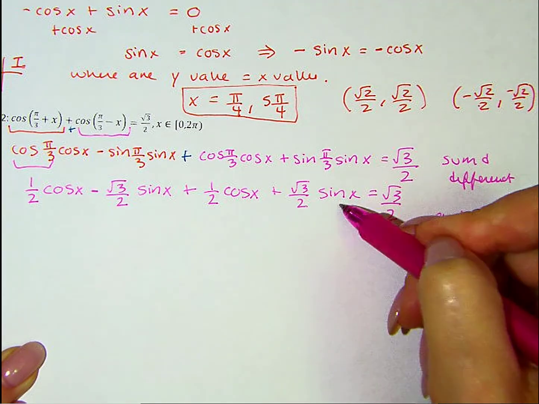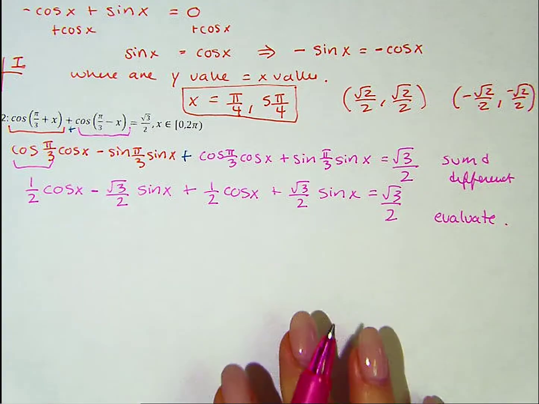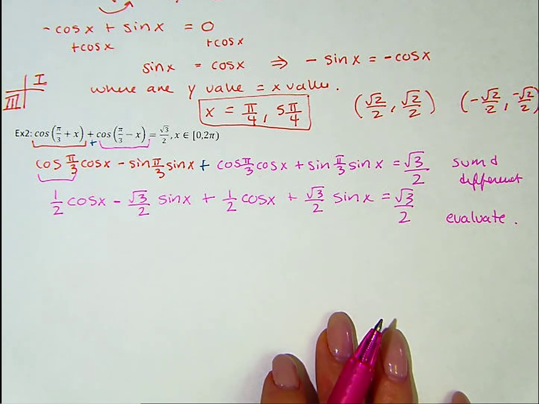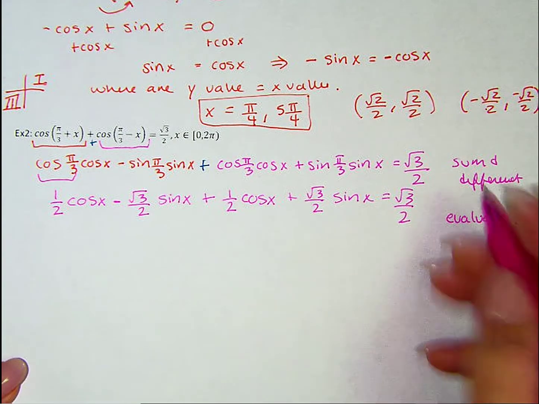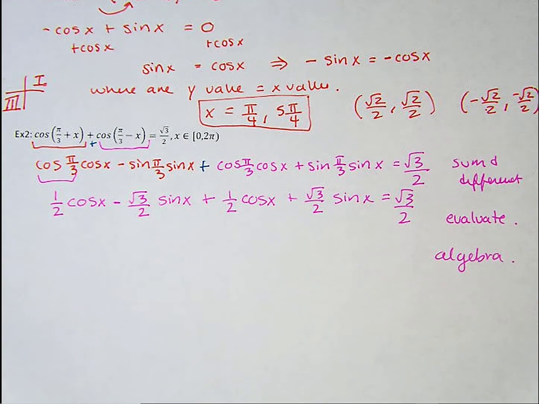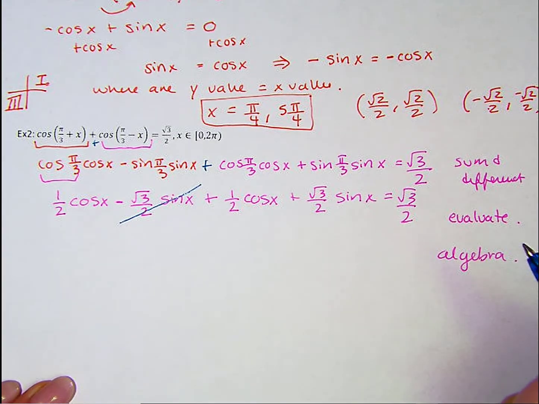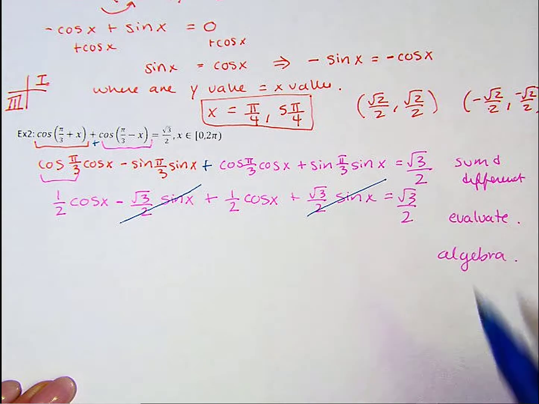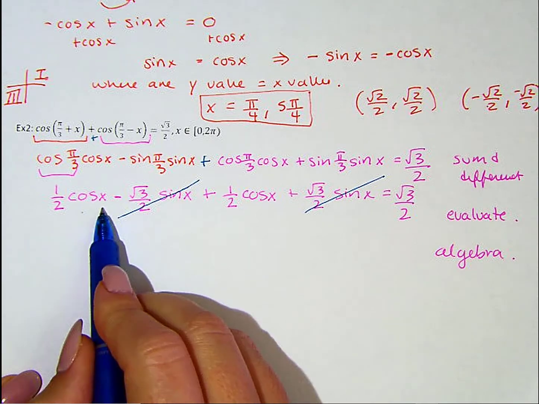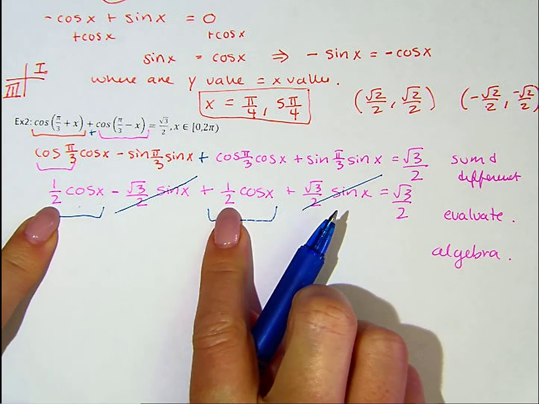And you'll notice that the sine x stayed the same, the cosine x stayed the same. So if it had an x there, it just remained. Anything that had an angle was evaluated. Now I'm going to do some algebra. I'm going to collect like terms and simplify. I have a negative root 3 over 2 sine x and a positive one. So those add together to get 0. I have a half cosine x plus a half cosine x. 1/2 plus 1/2 is 1.